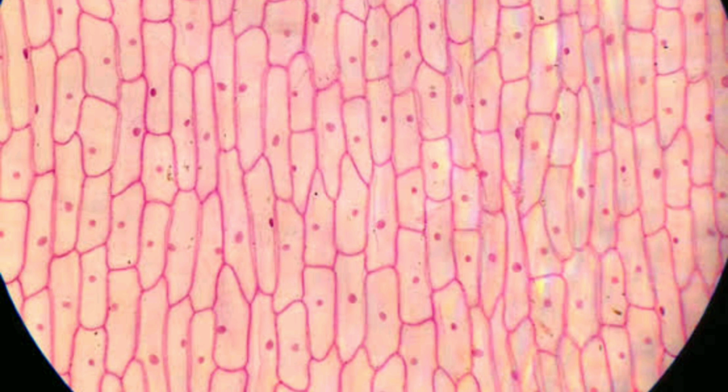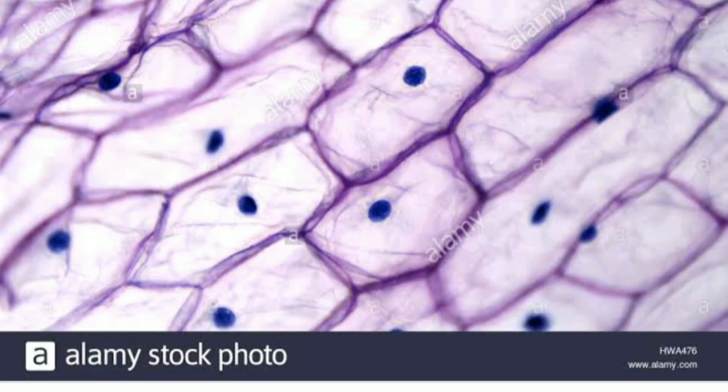So let's conclude. Single-celled organisms are called unicellular organisms. Examples are amoeba, paramecium, euglena and bacteria. We can observe them only with the help of a microscope. Next is multicellular organisms. These organisms have more than one cell in their body. Examples are man, deer, tiger, trees, etc. Okay.